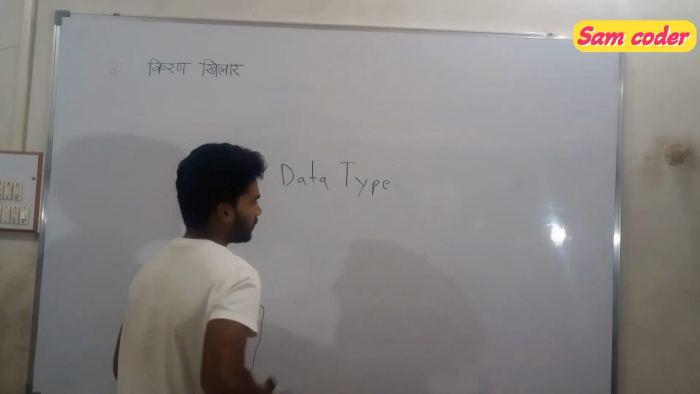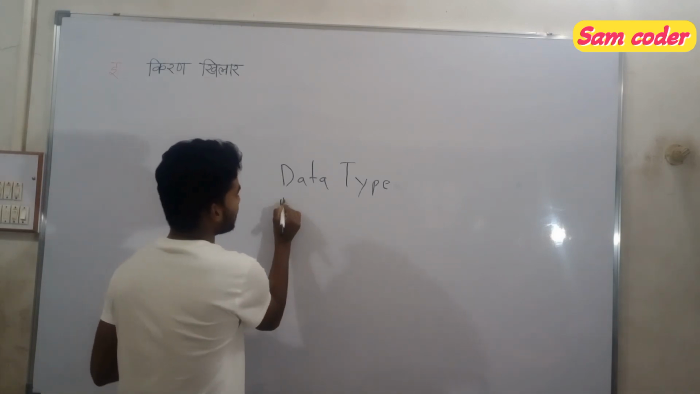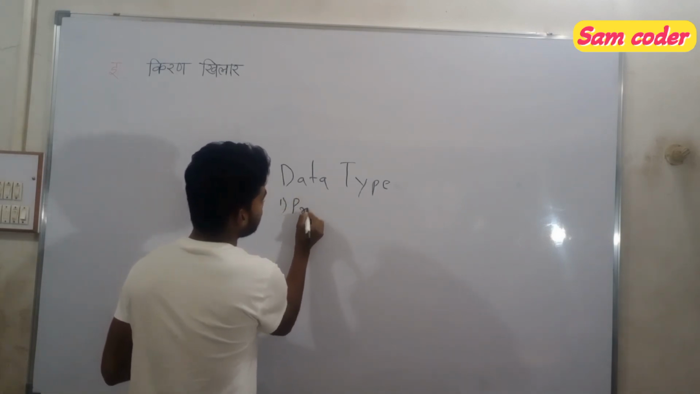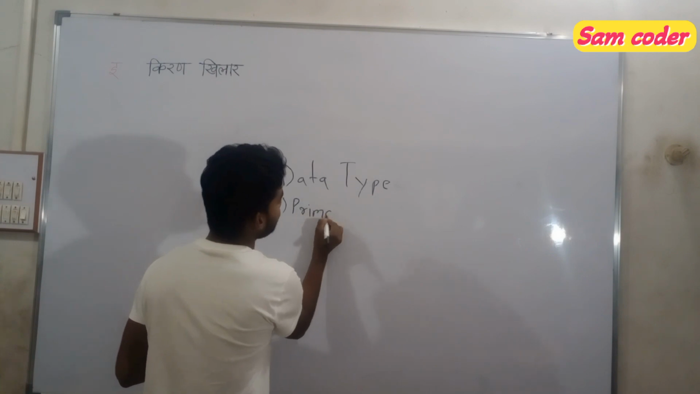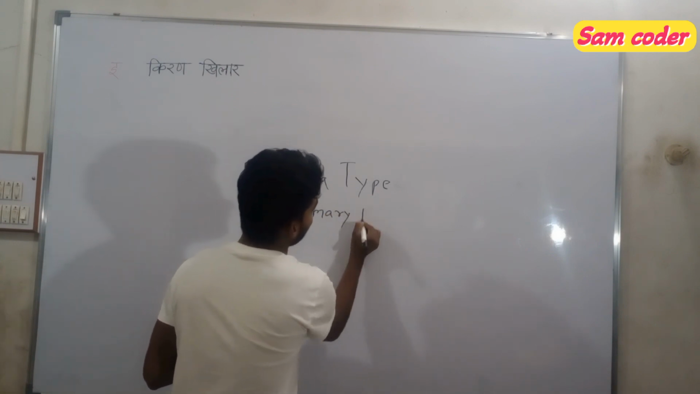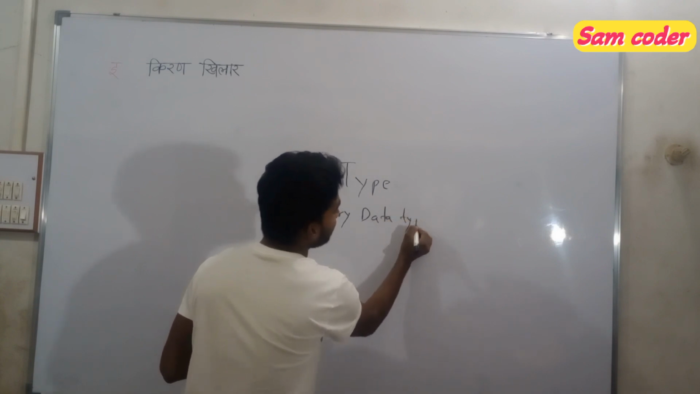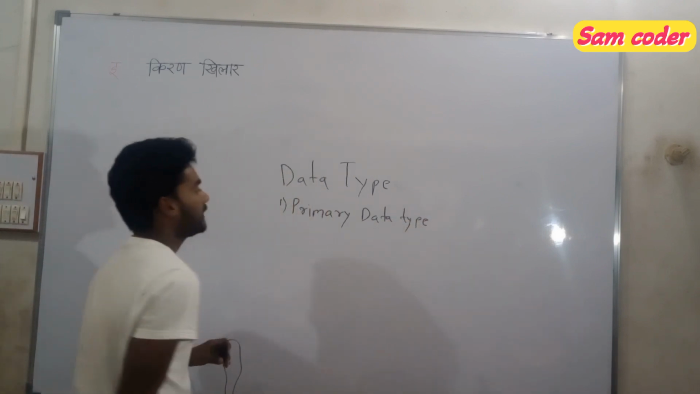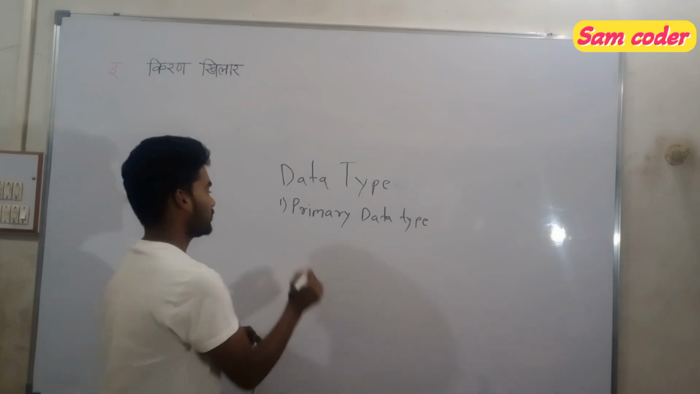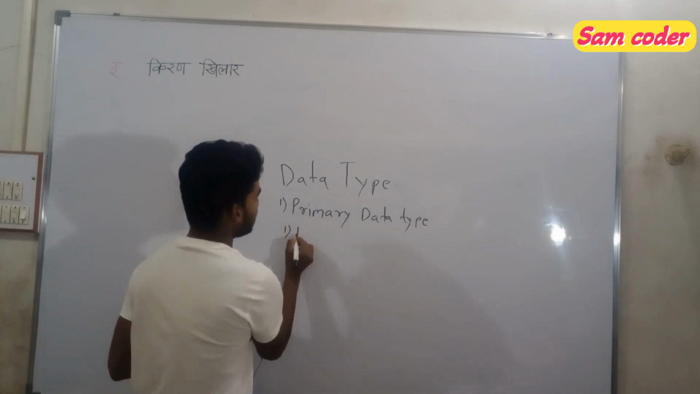So there are two types of data type. The first one is the primary data type. In primary data types, we will build different data types. In primary data types, the first one I can say is the integer data type.